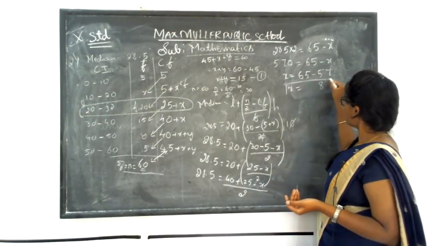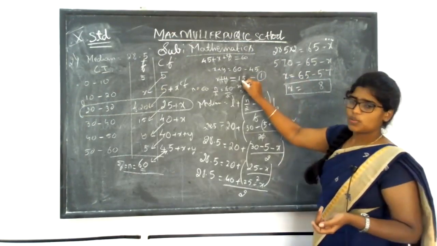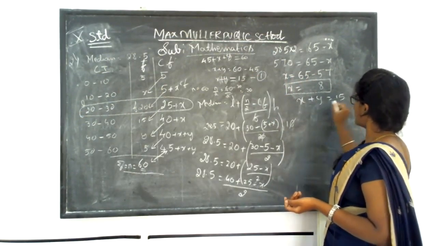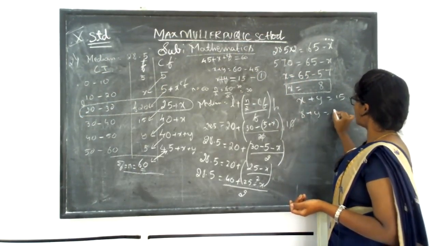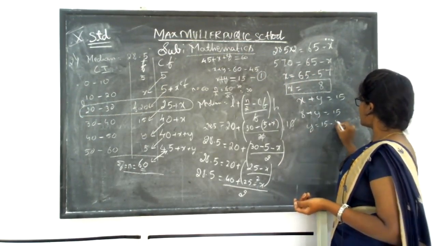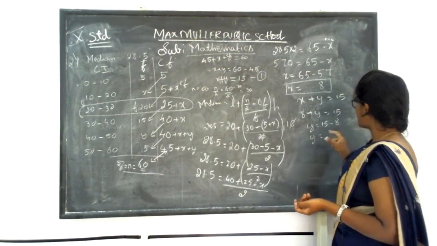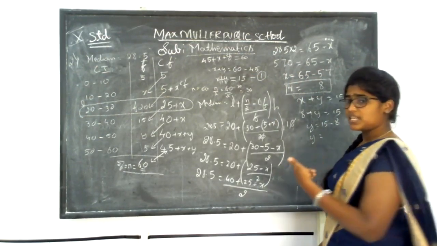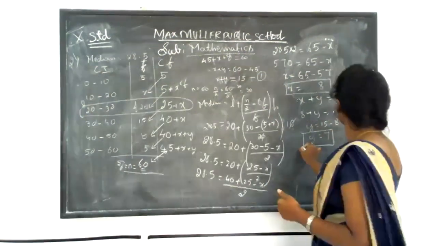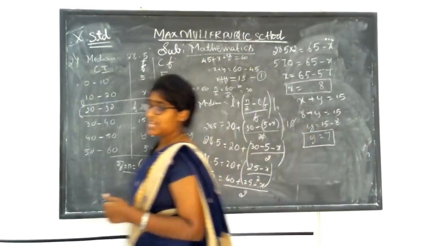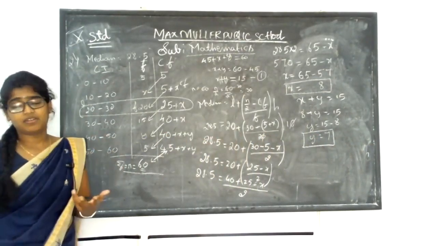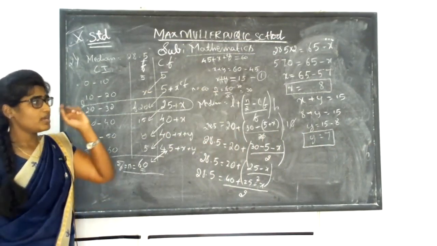So what is the x value you got? 8. Substitute this in equation number 1. What do you get? x plus y is equal to 15. So 8 plus y is equal to 15. If I take this 8 to this side, what happens? 15 minus 8 is equal to how much? 8 plus 8 is 16, here it is 15, so you are going to get 7. Add both: 7 plus 8. Will you get 15? Yes, 7 plus 7 is 14, 14 plus 1 will be 15.